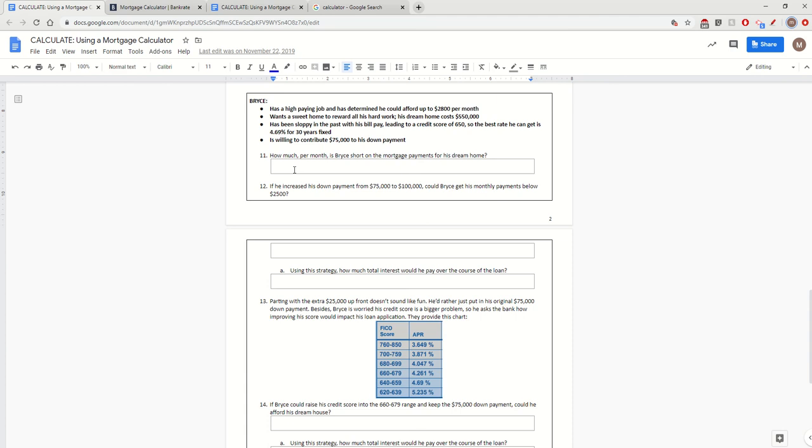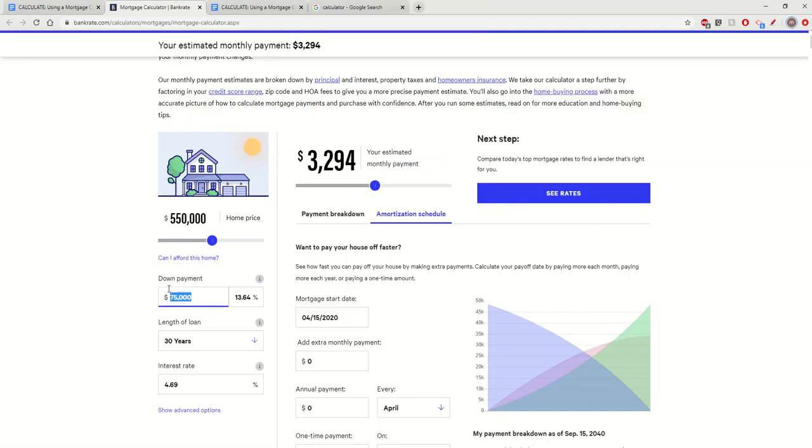So you do the math. 3,294 minus 2,800, which is what he can afford, and that'll be 494. So he's $494 short for his dream home. If he increases his down payment, remember we said if you increase your down payment or if you increase your monthly payments, then it'll bring down your interest. So let's see what happens here with his monthly payment if we change this to 100,000. Okay, so it did go down. He's still $365 short though.